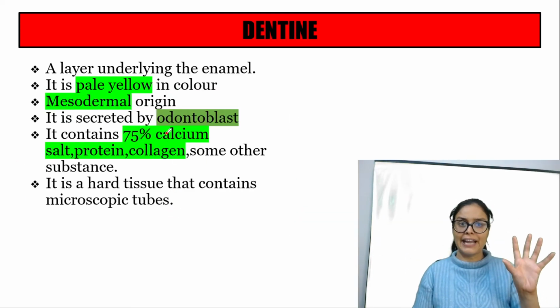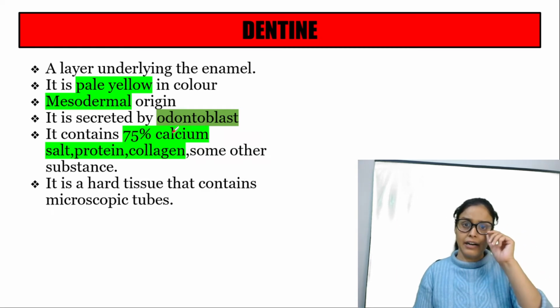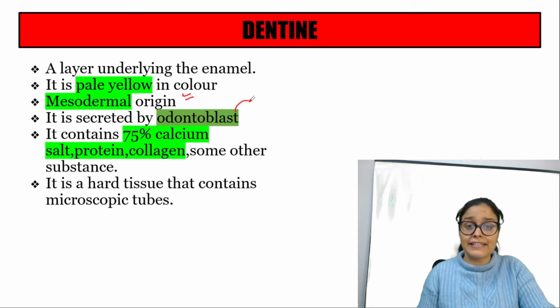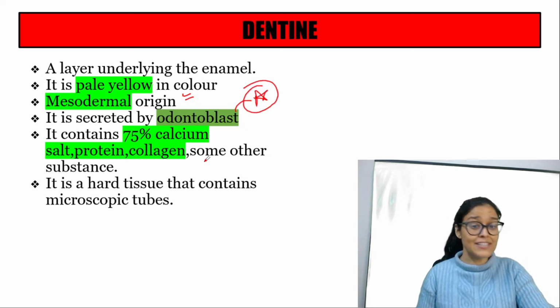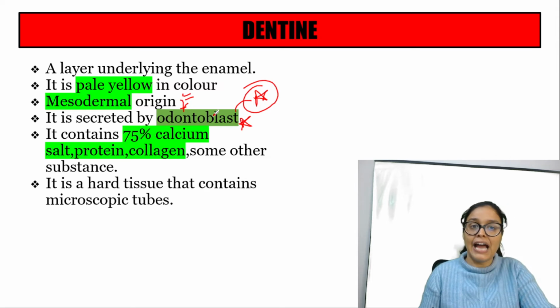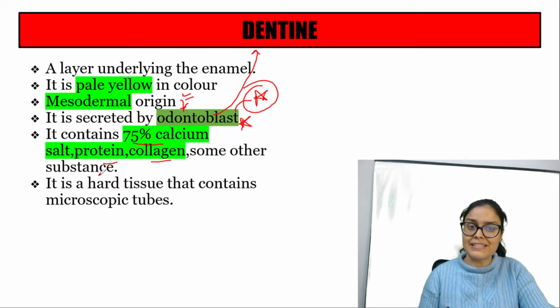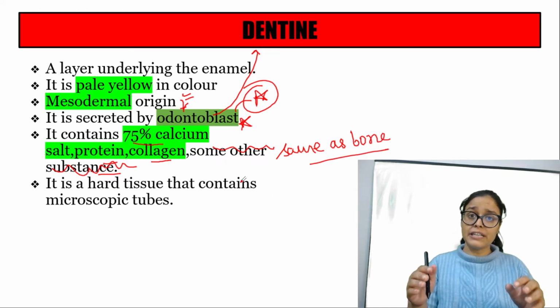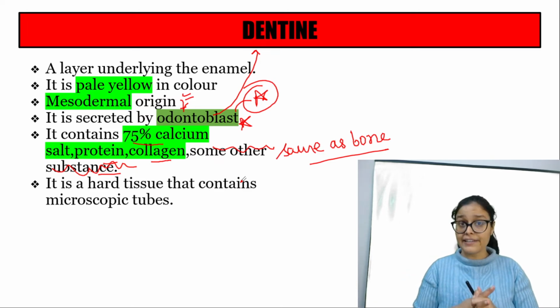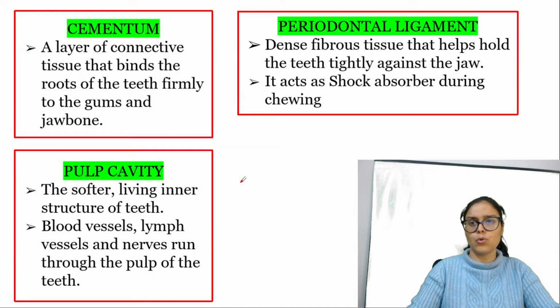Second, I have shown you dentine, pale yellowish color, present beneath the enamel, right? Mesodermal in origin, and it is secreted by odontoblast. What is odontoblast? You know very well, right? So this is the special cell which is mesodermal in origin, and it secretes dentine, which is made up of 75% calcium salt, protein, collagen. So calcium salt, protein, collagen, this is the composition of dentine, which is same as the bone, which you have to remember, right? तो मतलब ये इतना ही hard है जितना bone होता है. So that means hardest substance of the body is enamel, and dentine is like the bone, obviously.